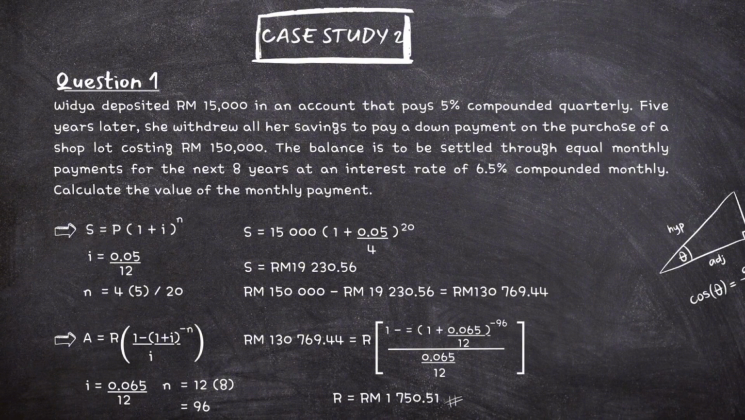Case study 2, question 1. Vidya deposited 50,000 ringgit in an account that pays 5% compounded quarterly. 5 years later, she withdrew all her savings to pay a down payment on the purchase of a shop lot costing 150,000 ringgit. The balance is to be settled through equal monthly payments for the next 8 years at an interest rate of 6.5% compounded monthly. Calculate the value of the monthly payment.